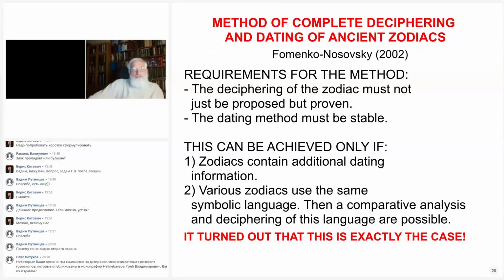Here, I present some requirements that we have put forward and satisfied in the new method. The decipherment must be proven, and the dating method must be stable. That is, with a slight change, for example, if the figure is slightly shifted, the date should not change significantly. So, additional information needs to be sought.